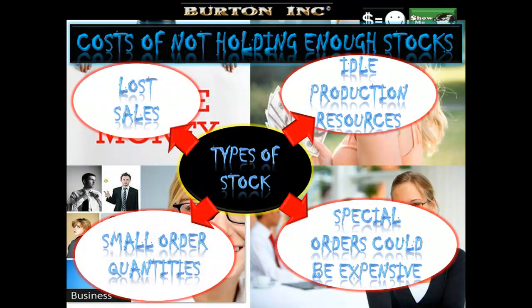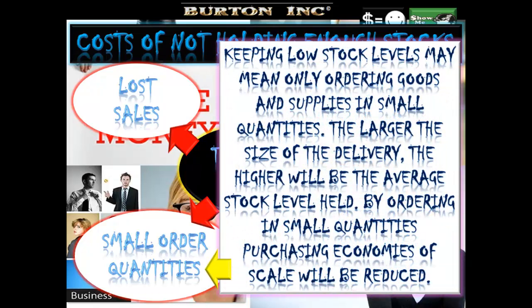Show me. And small order quantities as well. Keeping low stock levels may mean only ordering goods and supplies in small quantities. The larger the size of each delivery, the higher will be the average stock level held. By ordering in small quantities, the firm may lose out on an important economy of scale, such as discount for large orders.